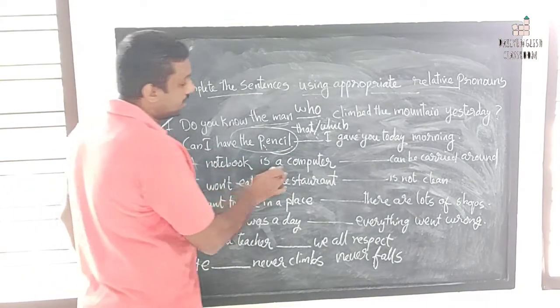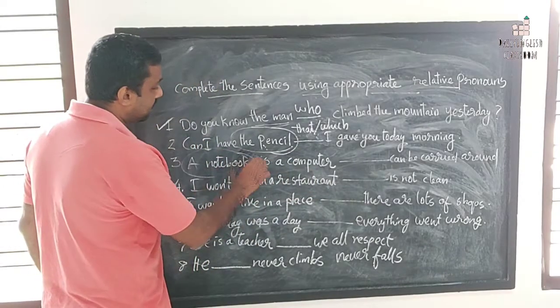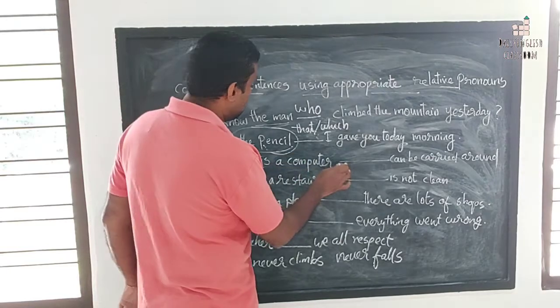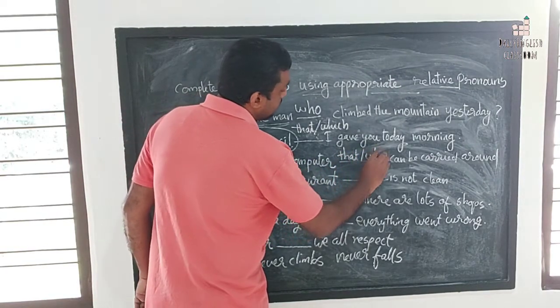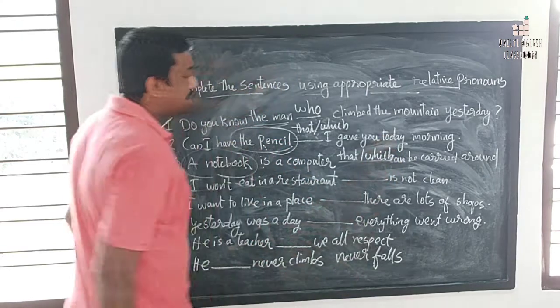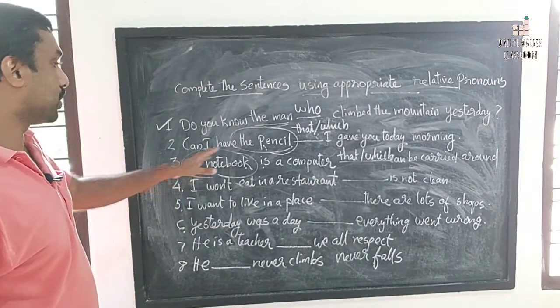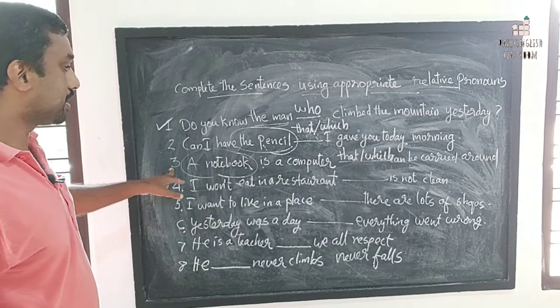Third one: a notebook is a computer dash can be carried around. A notebook is a computer. It's talking about a computer, an object. So here also you can use that or which. That can be carried around, or which can be carried around.